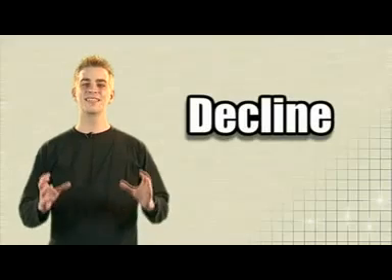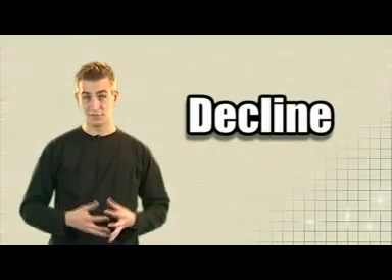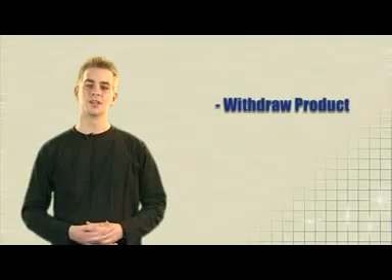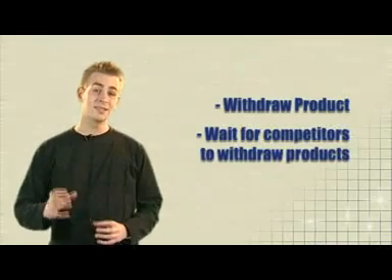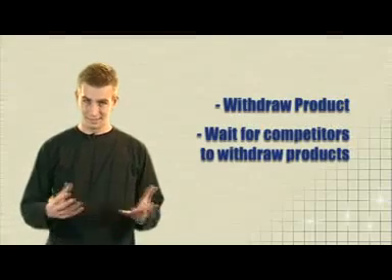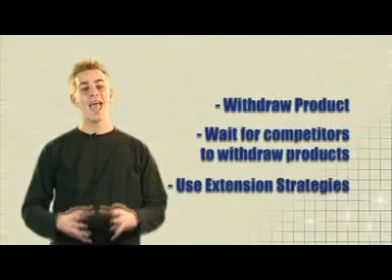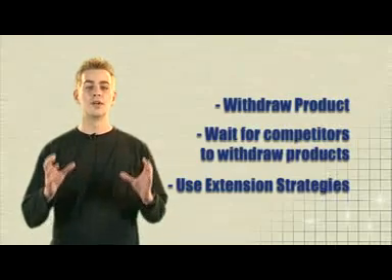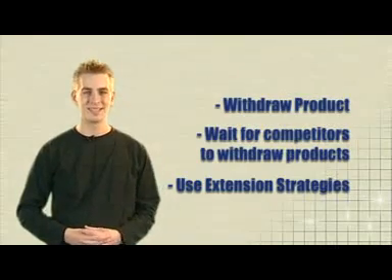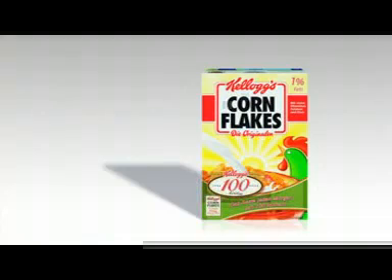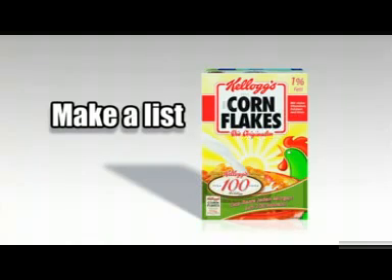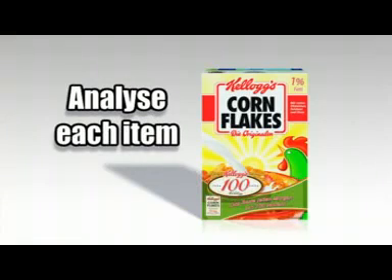The final stage is decline, where sales start to fall. At this point, the firm can either withdraw the product, wait until other competitors have withdrawn their products and take their sales, or use extension strategies to revitalise the product and increase sales. Why don't you have a go at coming up with some extension strategies for Kellogg's cornflakes? Make a list of possible strategies on one side and then analyse each one on the other side.